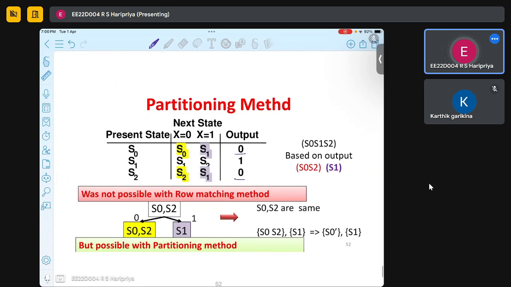This too has the same output, but the next state is different. If we are using the row matching method, not the partitioning one, these two are not the same, so we cannot merge them in the row matching method. But if we are using the partitioning method, we will take S0, S2. Now for 0 and 1, what is the next step? S0, S2, S1. So this is in the same set, and this is in the same. So we can merge S0, S2.